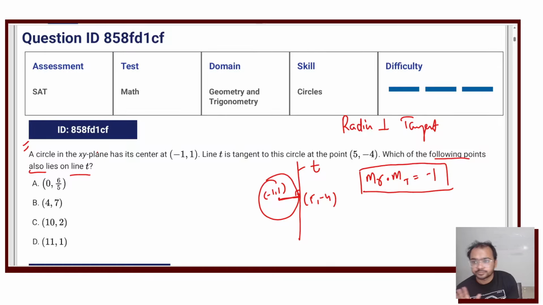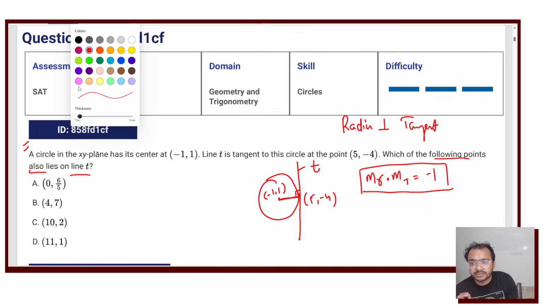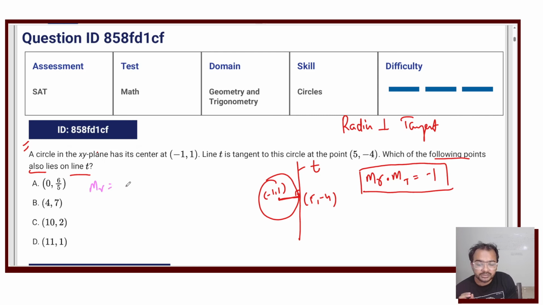So what I'll do, we'll first find the slope of the radius here. So how do we find the slope of the radius? Using the formula y2 minus y1 over x2 minus x1. So taking the difference of the y values, you have negative 4 minus 1, and then the difference of x values, 5 minus negative 1. Negative 4 minus 1 will be negative 5, and this will be 5 plus 1, that is 6, so negative 5 over 6.